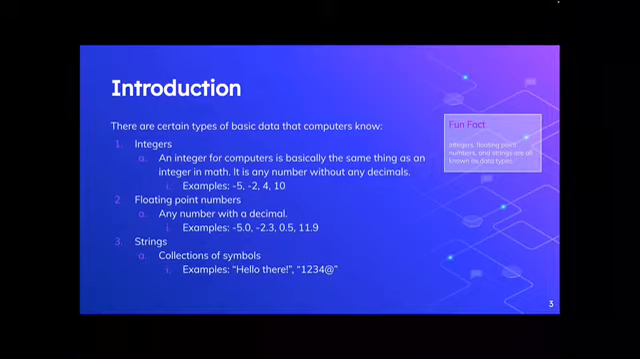For people who don't know what an integer is, it's a number that is negative, positive, or zero. For example, -5, -2, 4, and 10. A floating point number is any number that's a decimal. For example, -5.0, which is essentially -5, -2.3, 0.5, and 11.9. These are all floating point numbers.